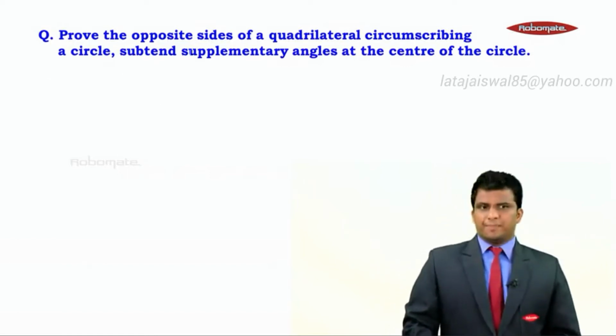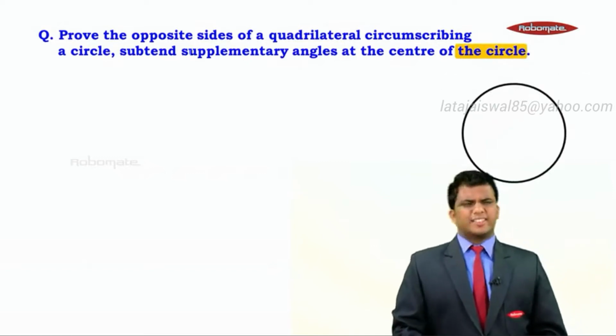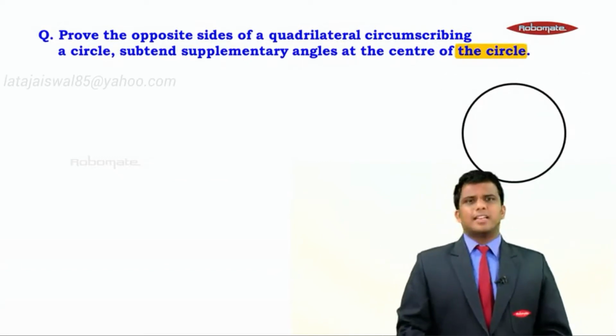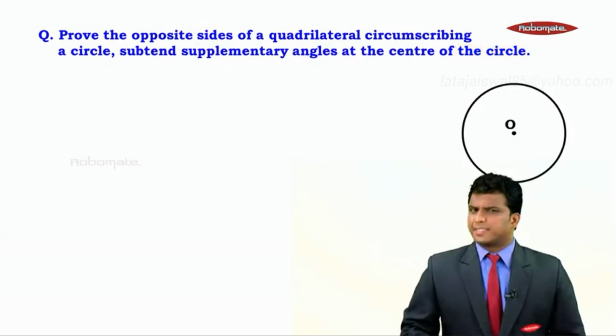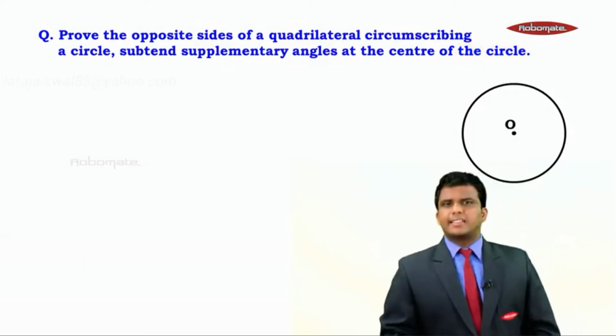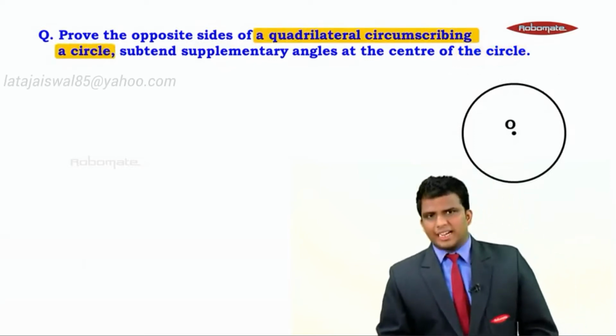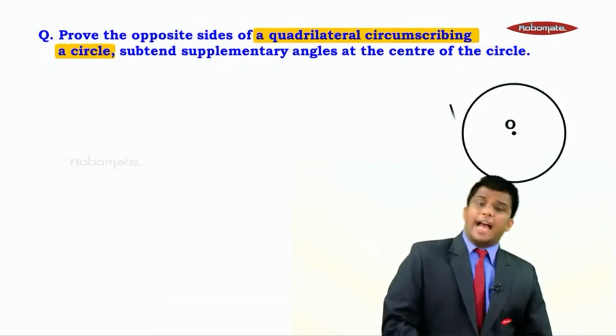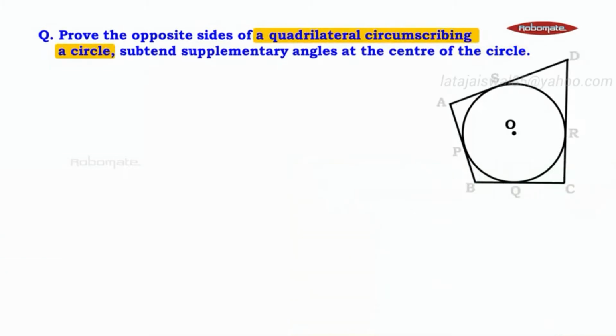So for this figure, we need to first create a circle. So let's have a circle, and this circle is circumscribed. We have a circle with center O, and this circle is circumscribed inside a quadrilateral. So we have a circle and the quadrilateral ABCD, and this quadrilateral ABCD is circumscribing the circle. That means all the four sides are touching the circle. That means all the four sides are tangents to the circle at points P, Q, R and S respectively for AB, BC, CD and AD.